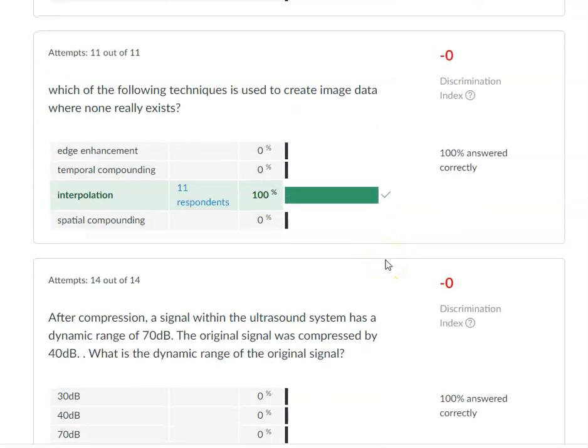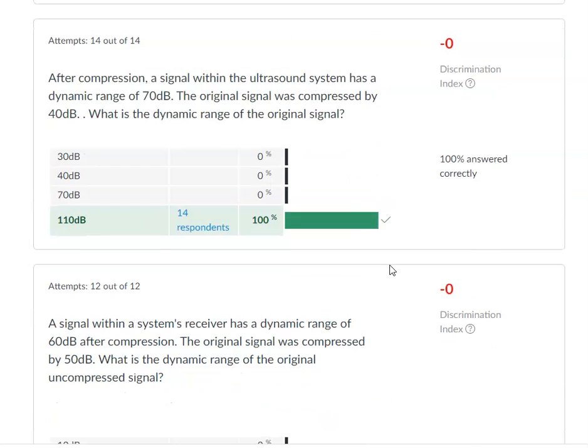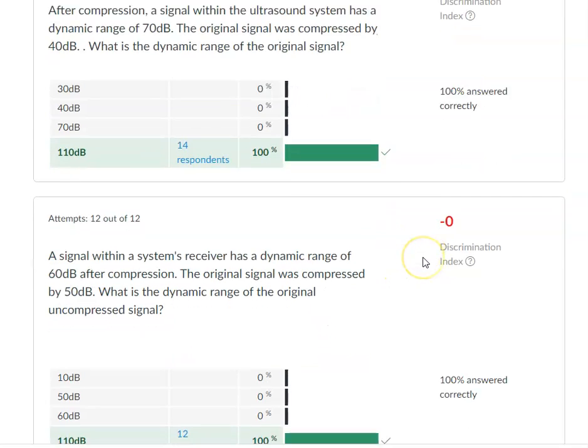Which of the following techniques is used to create image data where none really exists? That describes interpolation. Everyone got that correct. After compression, a signal within the ultrasound system has a dynamic range of 70 decibels. The original signal was compressed by 40 decibels. What was the dynamic range of the original signal? Now after compression it's 70; before reducing that by 40 decibels, it had to have been 110 decibels. So that's an easy answer.